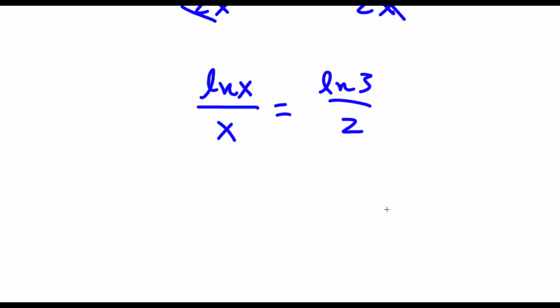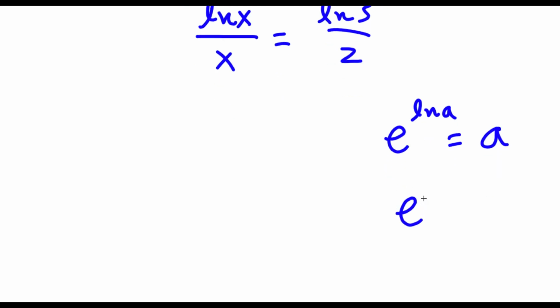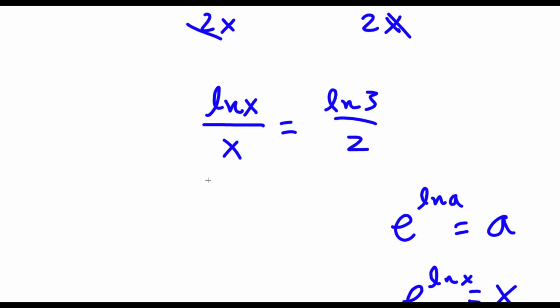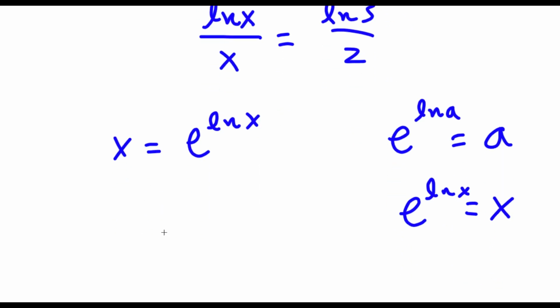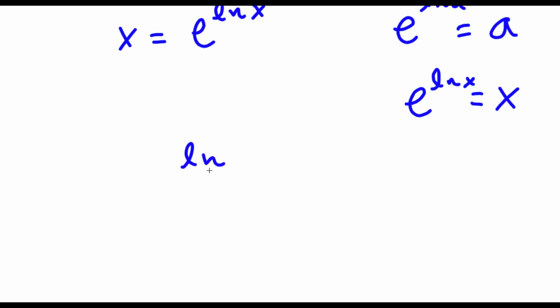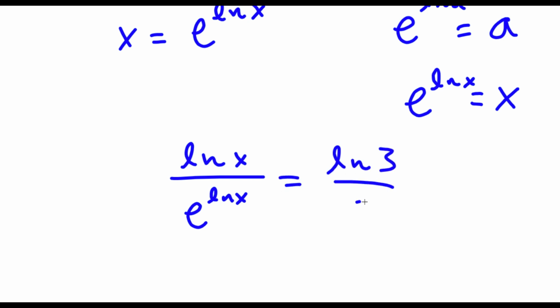Now, if I take e to the power of ln a, this is the same thing as simply a, because the e here and the ln, they simply cancel out. Same with e to the power of ln x. This is the same thing as x, because the e and ln cancel out. So x here, I'm going to replace with e to the power of ln x. So now I have ln x over e to the power of ln x is equal to ln 3 over 2.